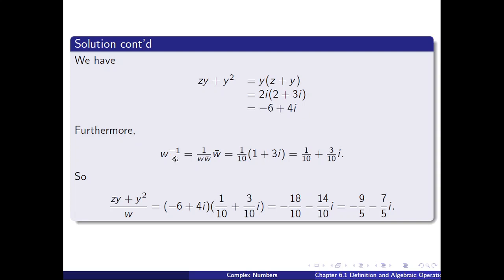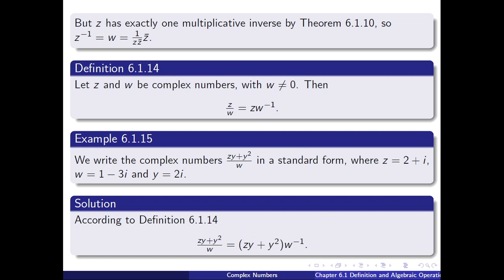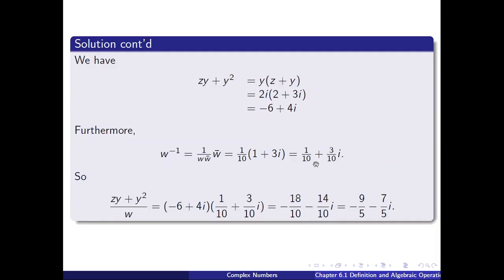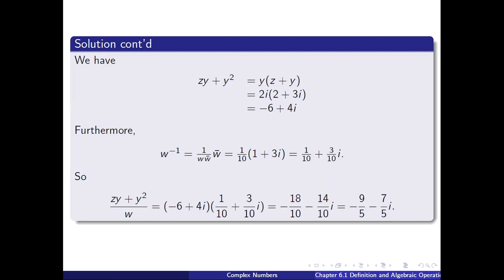And for us to find the inverse of w, we use what we got in Theorem 6.1.13, and we are able to find it as that. And so if we do the multiplication of zy plus y squared times the inverse of w, we get minus 9 over 5 and minus 7 over 5i. And so that is that.